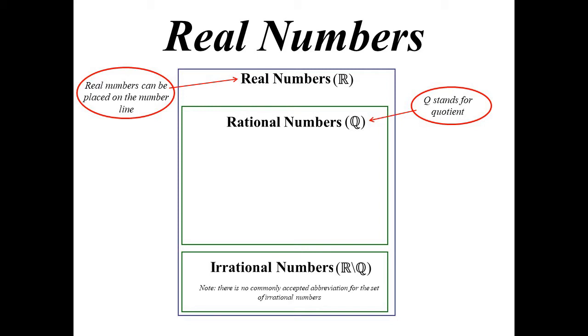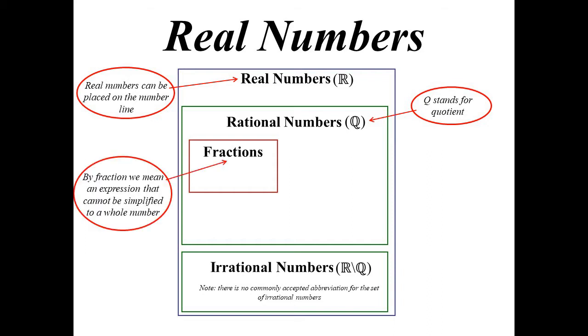Now, as far as a symbol for irrational numbers, there's not actually a symbol for it, but a way you can represent it is R, so the set of real numbers, backslash, and the backslash means not including, and so then Q, the rational numbers. So if you've got all the real numbers but you exclude the rational numbers, you must be left with the irrational numbers. Okay, inside the rational numbers, well, they're all fractions, of course, but by fractions, I mean the ones that don't simplify down to be whole numbers. So there's our fractions. Then we also have integers.